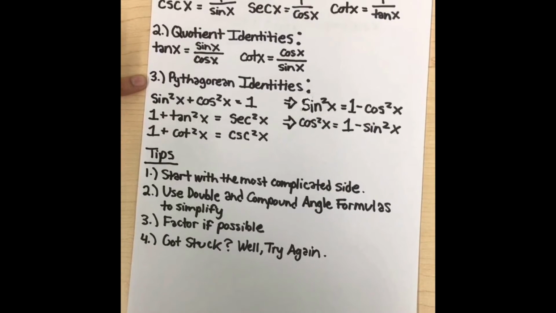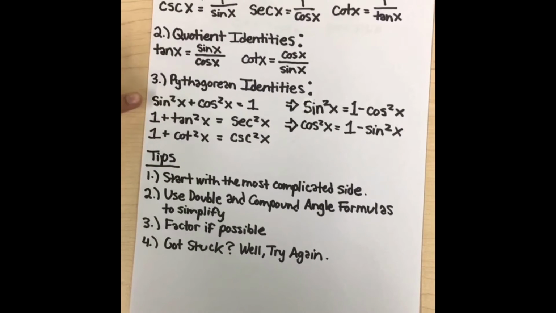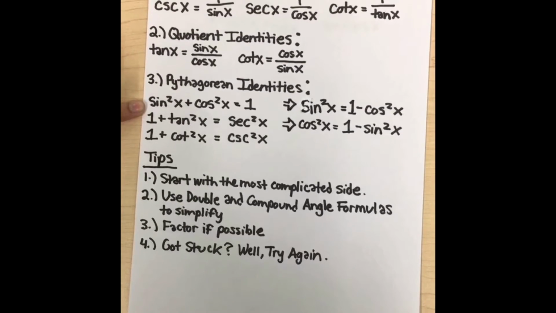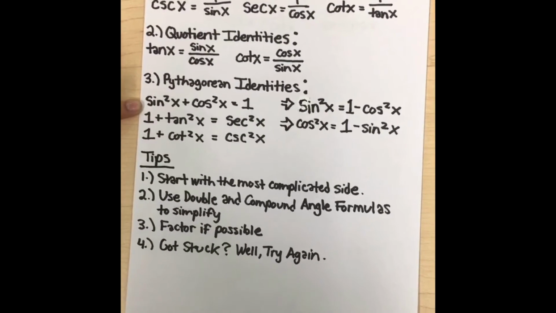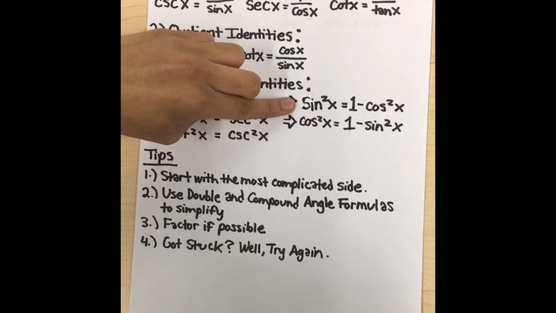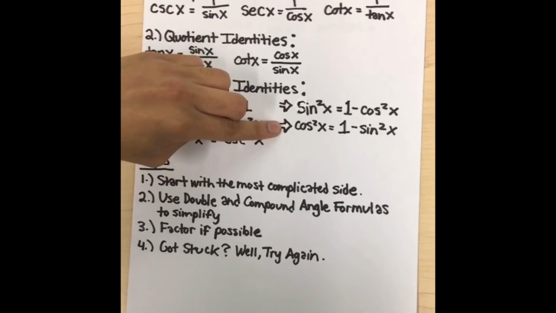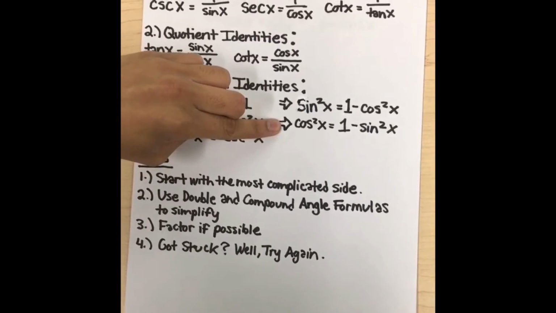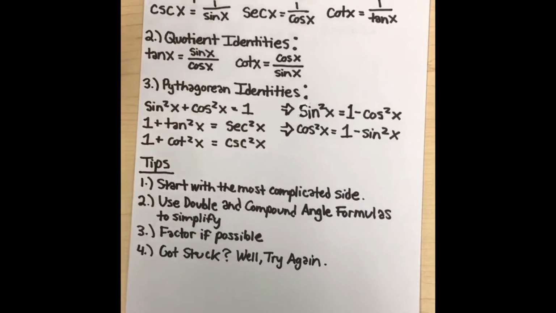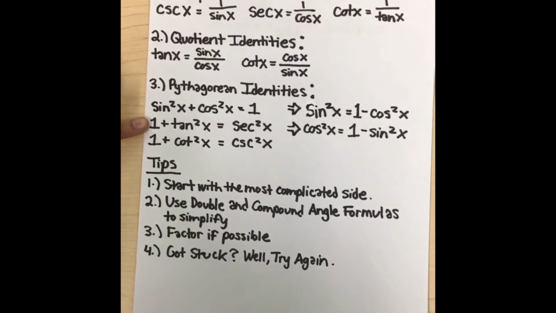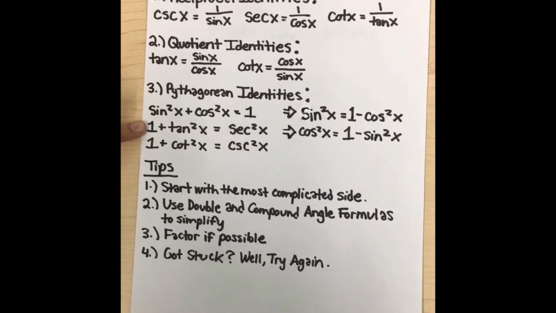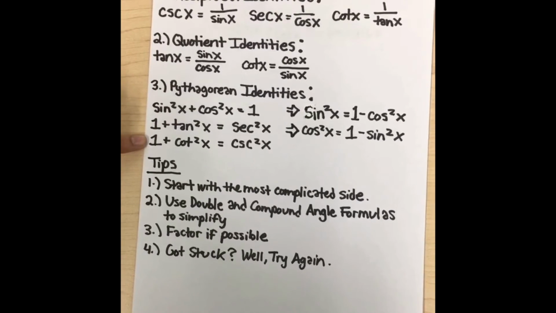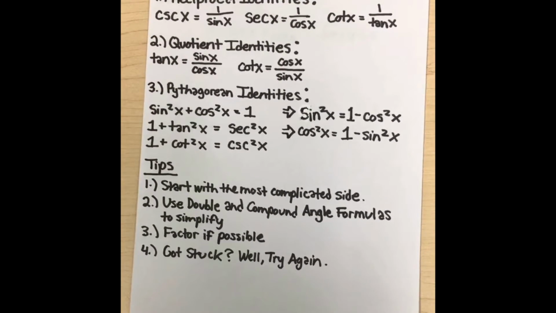Lastly, we have our Pythagorean identities. First, there is sine squared x plus cosine squared x is equal to 1. This can be arranged so that sine squared x is equal to 1 minus cos squared x, or cos squared x is equal to 1 minus sine squared x. Some other Pythagorean identities are 1 plus tan squared x equals secant squared x, and 1 plus cotangent squared x is equal to cosecant squared x.